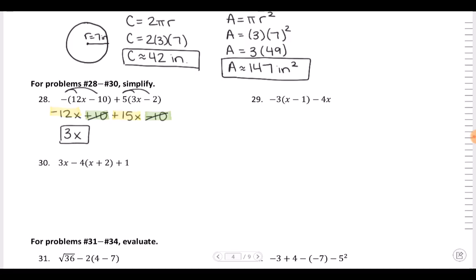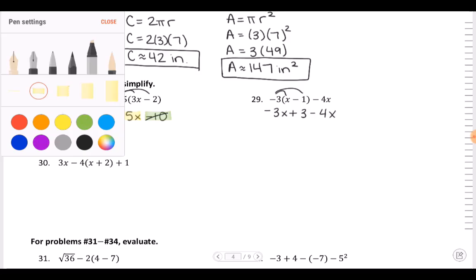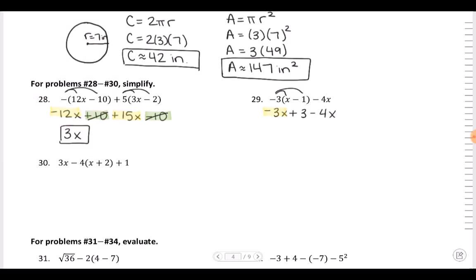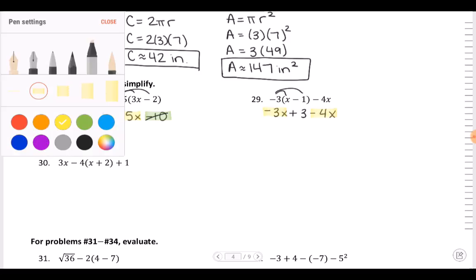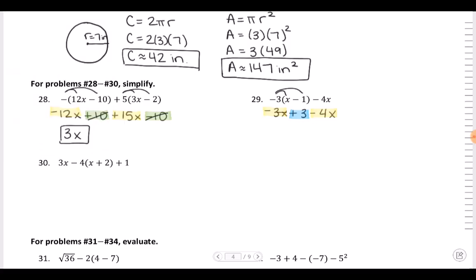All right, number 29. I'm going to distribute. This gives me a negative 3x plus 3, and then minus 4x. So again, look for some like terms here. I see that I have a negative 3x and a negative 4x. And then you've got this plus 3 all by itself. So negative 3 and negative 4, when you combine them, give you negative 7x. And then plus 3 is still just hanging out there.